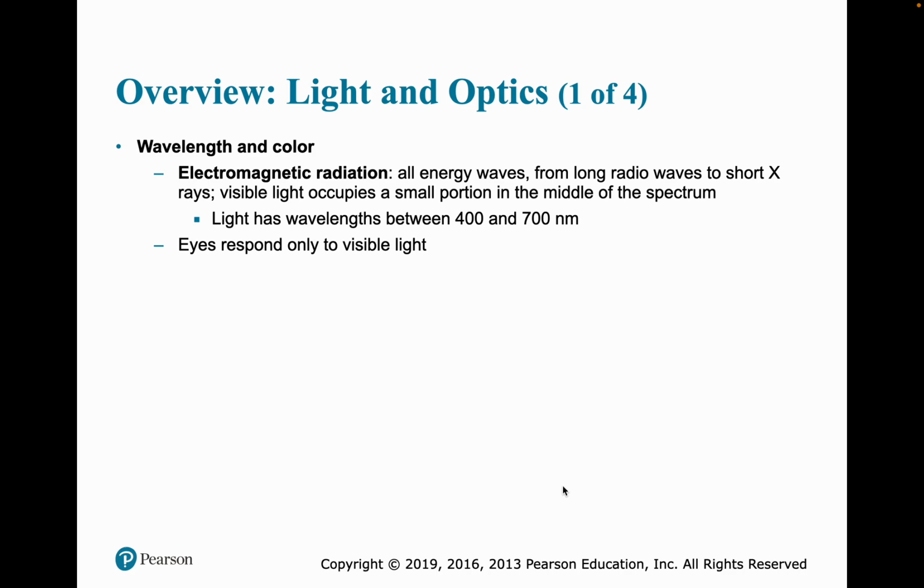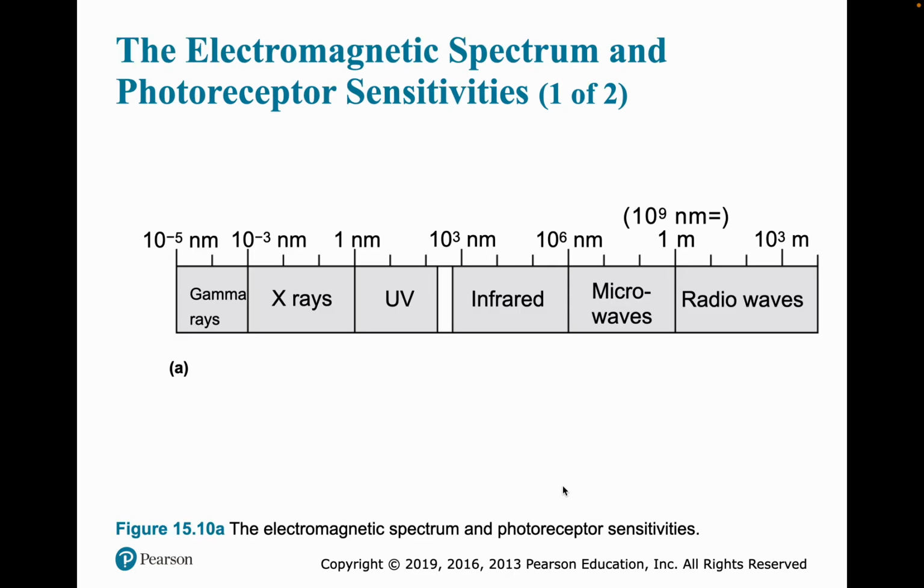Light is an example of electromagnetic radiation, energy in waves, from long radio waves to short X-rays, and visible light occupies a very small portion of that spectrum. It specifically is between the 400 and 700 nanometer range wavelengths, and the eyes have receptors that are able to detect wavelengths of that range. So if we look at the spectrum, we see way down here gamma rays, radio waves. It's a very narrow band that we can actually detect with our eyes.